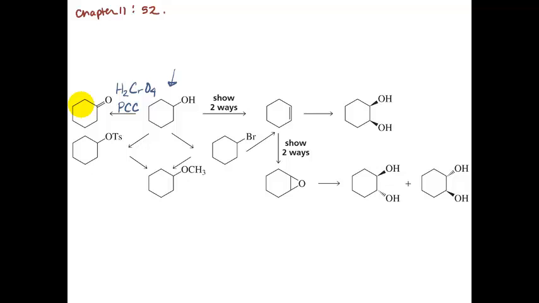If you go back to that part of the chapter, you can see that we can also take a primary alcohol into an aldehyde. We can either stop it there or we can keep it going all the way to the carboxylic acid. Secondary alcohols turn into ketones, as shown here. Tertiary alcohols do not undergo oxidation.